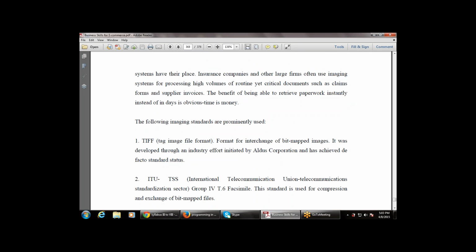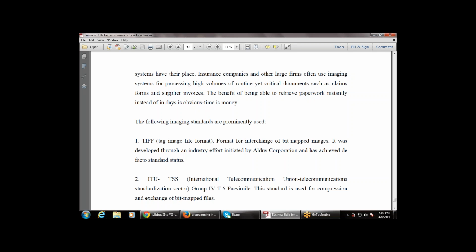Now, what are the various imaging standards? What are the various file formats that are commonly used in the digital library? One of the formats is TIFF, the Tagged Image File Format. TIFF is a format for interchanging bitmapped images.